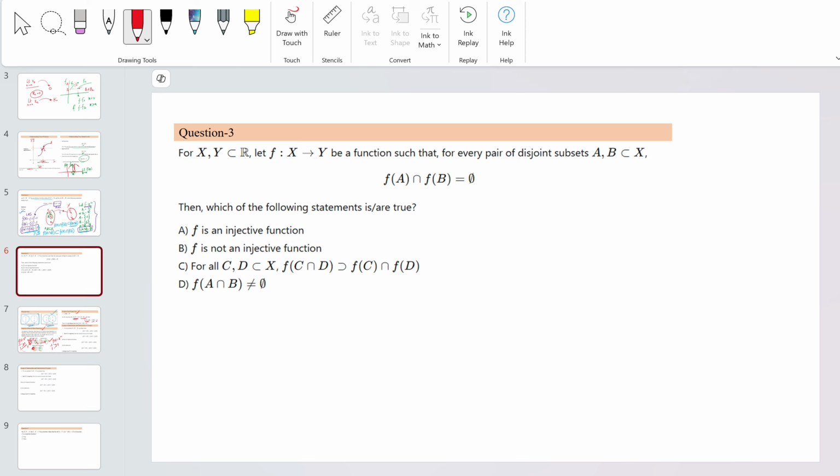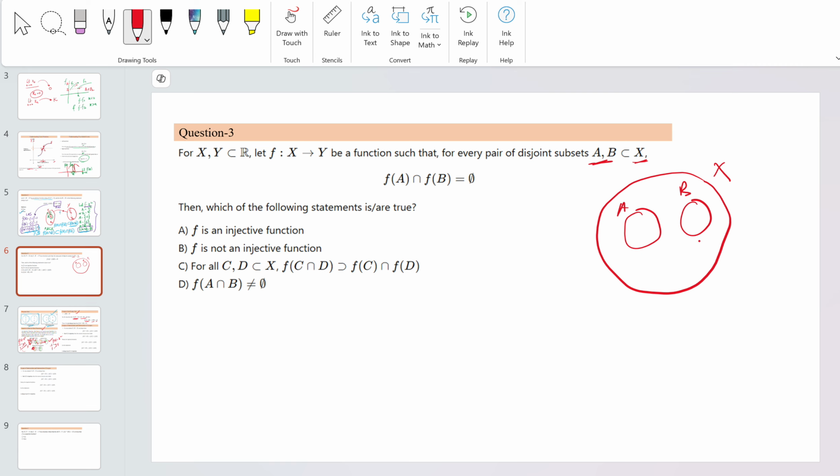Okay, let me give the solution for this problem. When it says that A and B are disjoint sets, and they are subsets of X, suppose X is a plane having multiple elements, then there are two sets, A and B, which don't have any element in common. So it means that f(A) intersection f(B) is equal to phi.